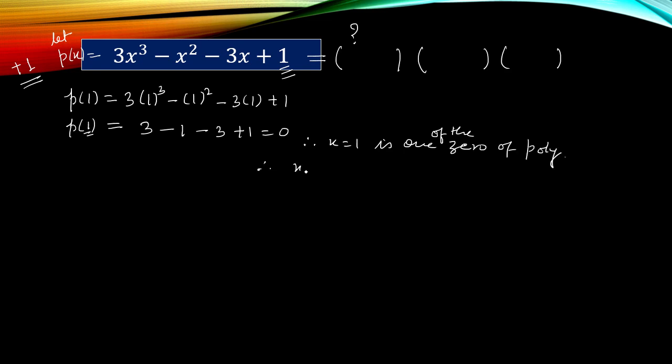Therefore, x minus 1 must be one of the factors of the polynomial. So x minus 1 is one of the factors that we have got. Now this is the first factor, which is found by the hit and trial method.